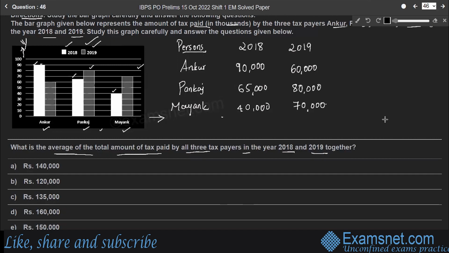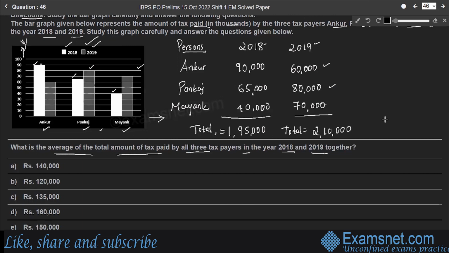So let us find the total tax paid by them in two different years, right? Here, the total tax paid in the year 2018 is 90 plus 65, so 1,55,000. So plus 40, 1,95,000 is the total tax paid by three persons in the year 2018. Whereas in 2019, total tax is 60 plus 80,000, 1,40,000, plus 70,000. So it is 2,10,000.